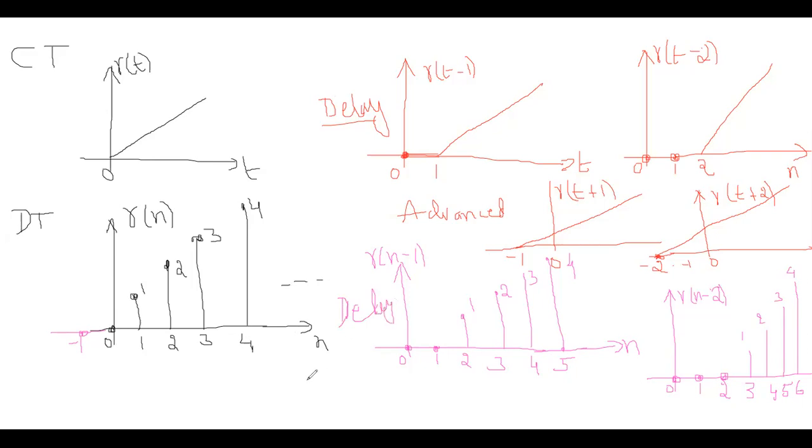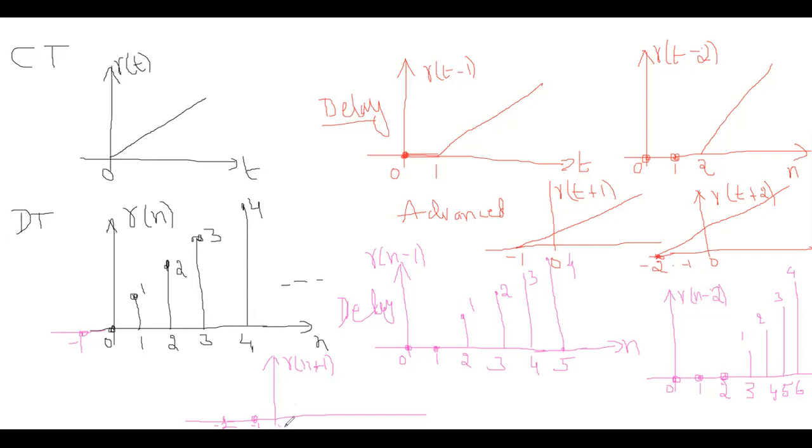And how does the advanced function of the discrete time function look like? For this same example, if I am taking r of n plus 1, minus 2 is a 0, minus 1 is also 0, because of shifting towards the right side. The 0 value is getting at the minus 1, 1 value is getting at the 0, and 2 value is getting at the 1, and the 3 value is getting at the 2, and 4 value is getting at the 3. Means towards the left side.